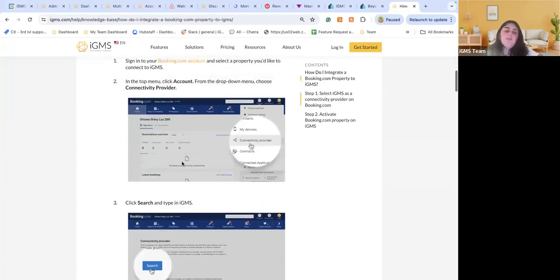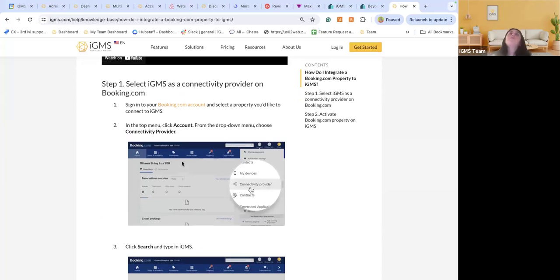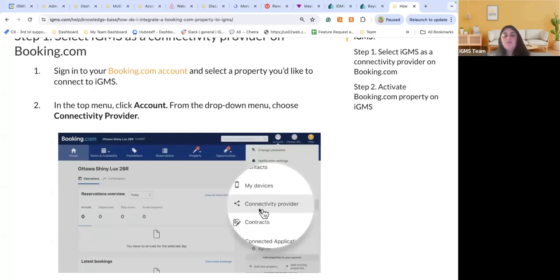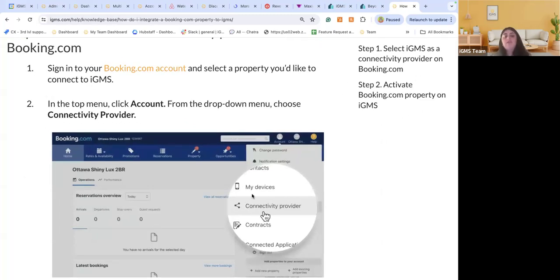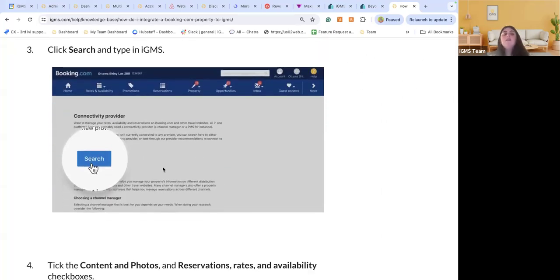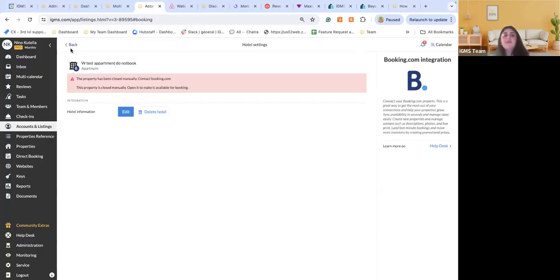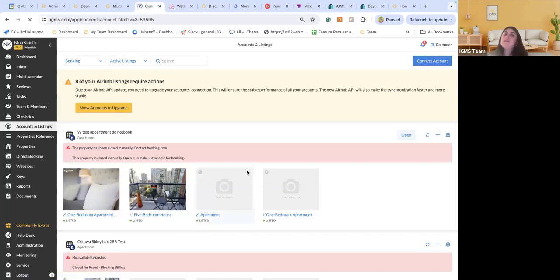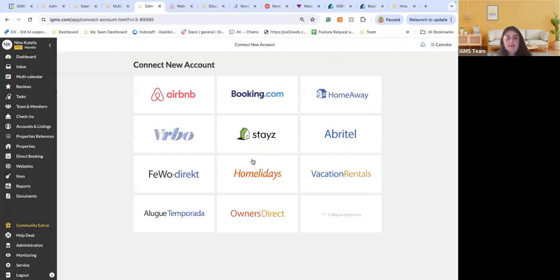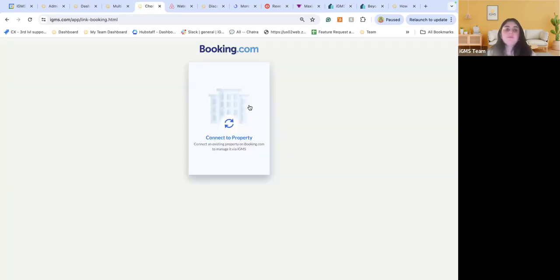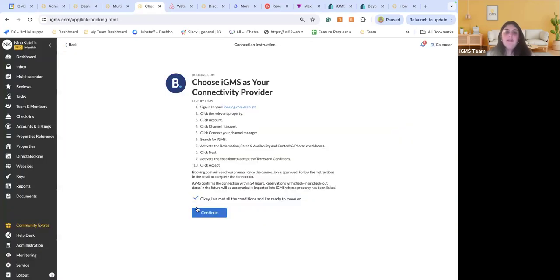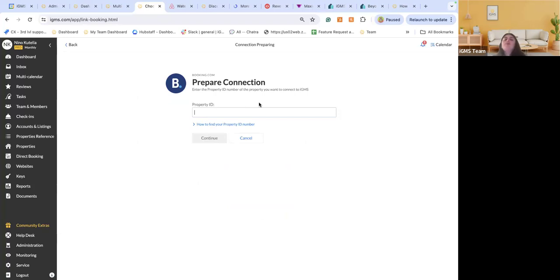So basically, after everything is ready and you have set up everything on Booking.com, you will need to go into the connectivity provider tab on your listing and change it to iGMS. After that, you simply go into accounts and listings, click connect account, choose Booking.com and enter your hotel ID. So let's say Booking.com, where is it? Here. Connect to a property and add your hotel ID, and that would be it.